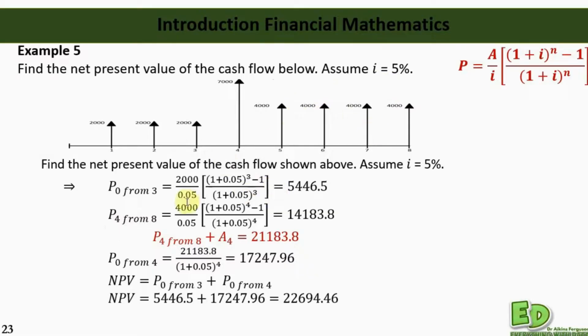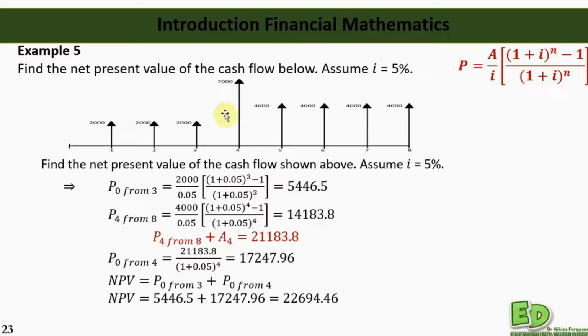So P4 from 8, that is 1, 2, 3, 4, uniform amount of 4,000. So 4,000 over the interest into bracket 1 plus the interest raised to the power n, which is 4. We move 4 times to get to period 4. Over this, that gives you 14,183.8. Remember, this amount here is still at period 4.